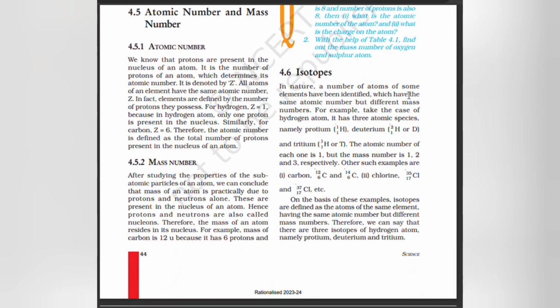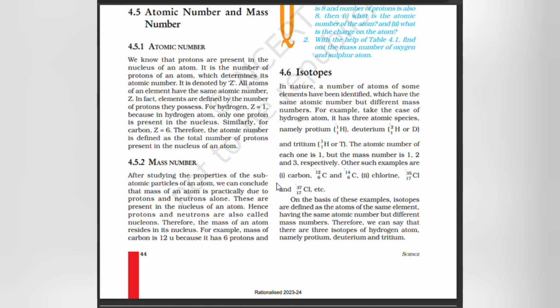In nature, a number of atoms of some elements have been identified which have the same atomic number but different mass numbers. For example, take the case of the hydrogen atom. It has 3 atomic species, namely protium, H 1 1, deuterium H 2 1 and tritium H 3 1. The atomic number of each one is 1, but the mass numbers are 1, 2 and 3 respectively.